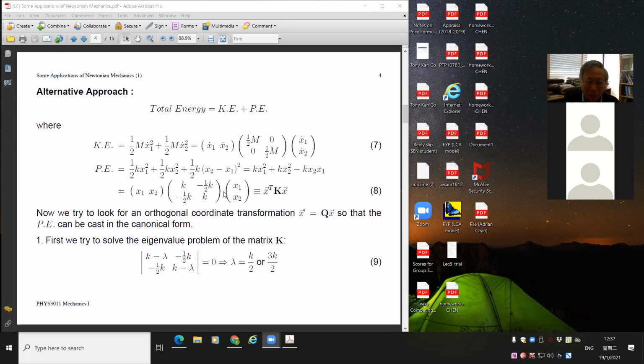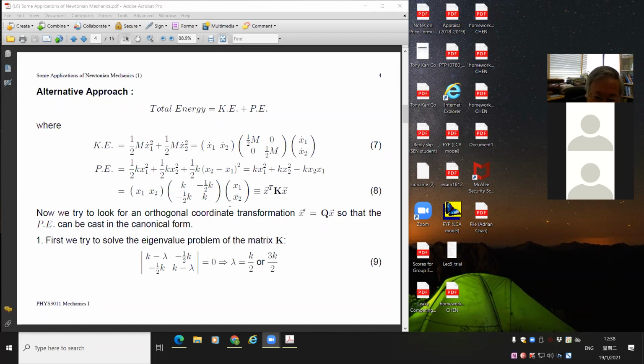Now, but this time we have something different. We have a cross term here, unlike the kinetic energy term. So the cross term will contribute to the off-diagonal elements, since x1 x2 is the same as x2 times x1. So we separate this term into 2 parts. One is 1/2 k x1 x2. The other one is 1/2 k x2 x1. That's why we rewrite it in this form.